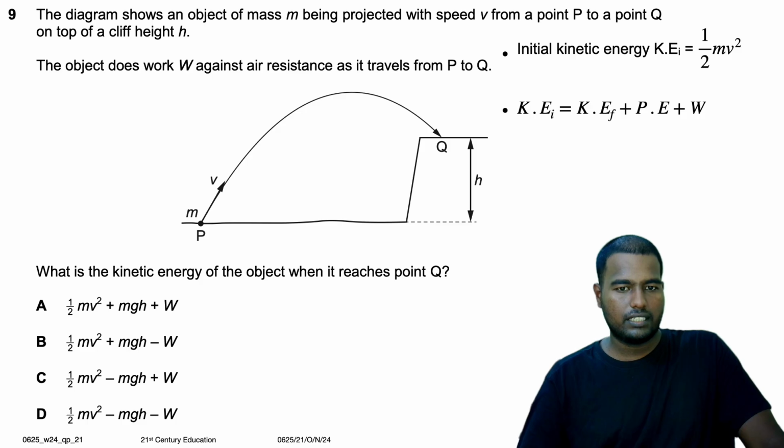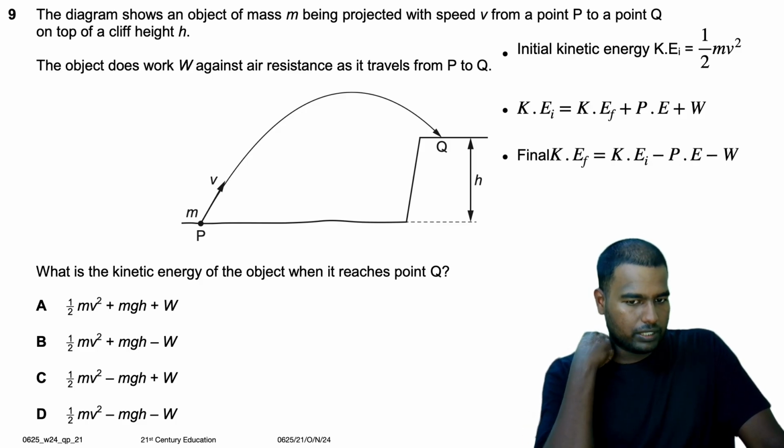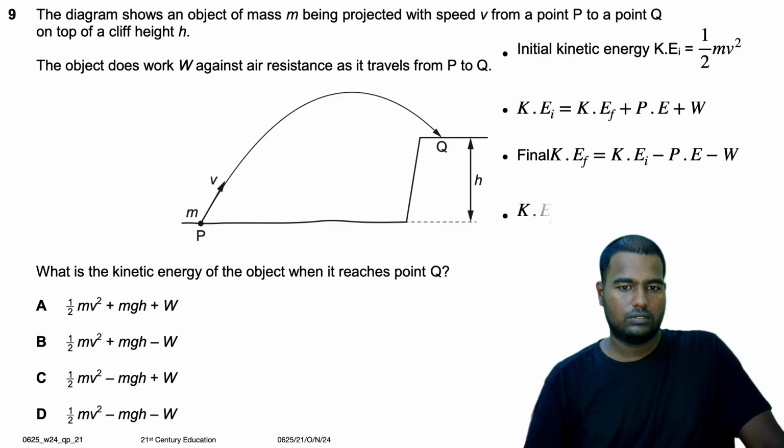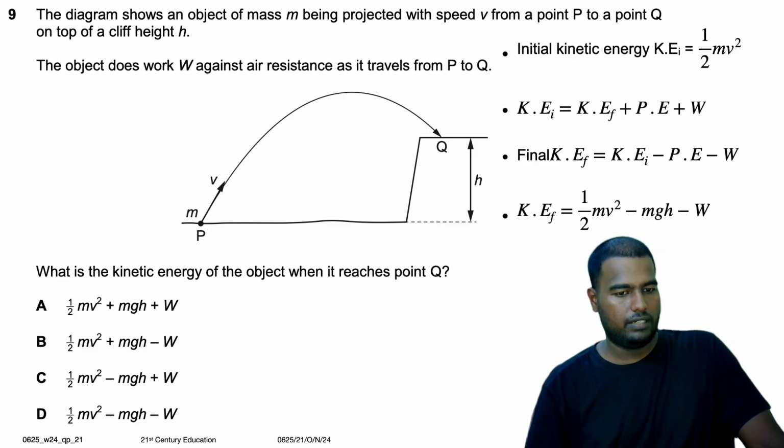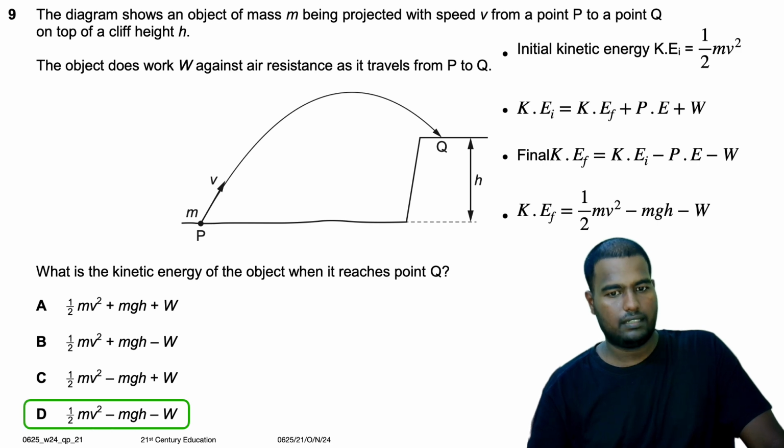So let's rewrite this equation. Initial kinetic energy minus potential energy minus W. Which option is that? D. Yeah.